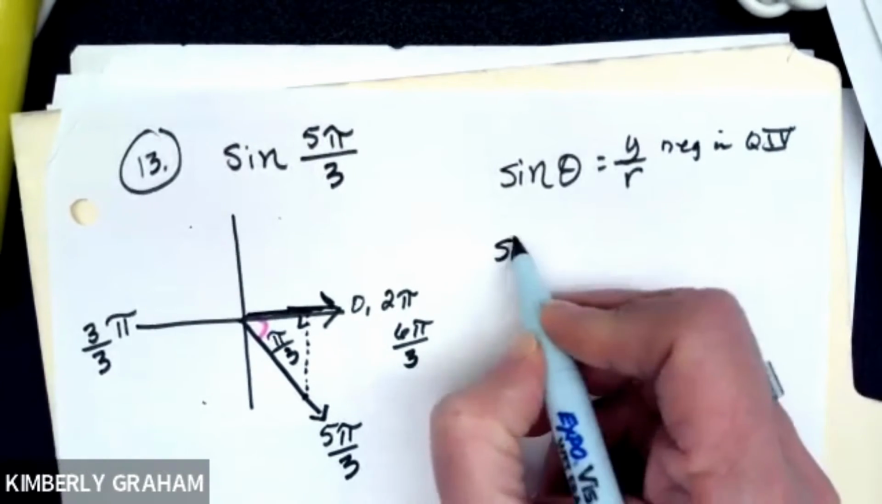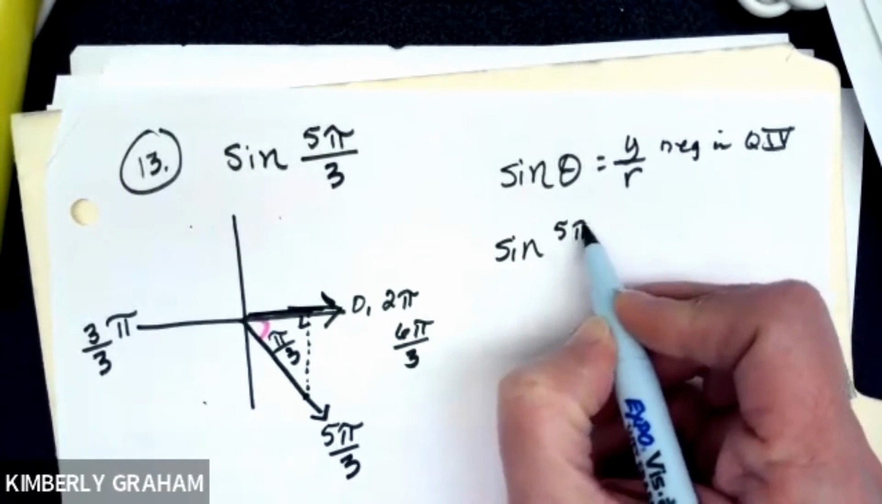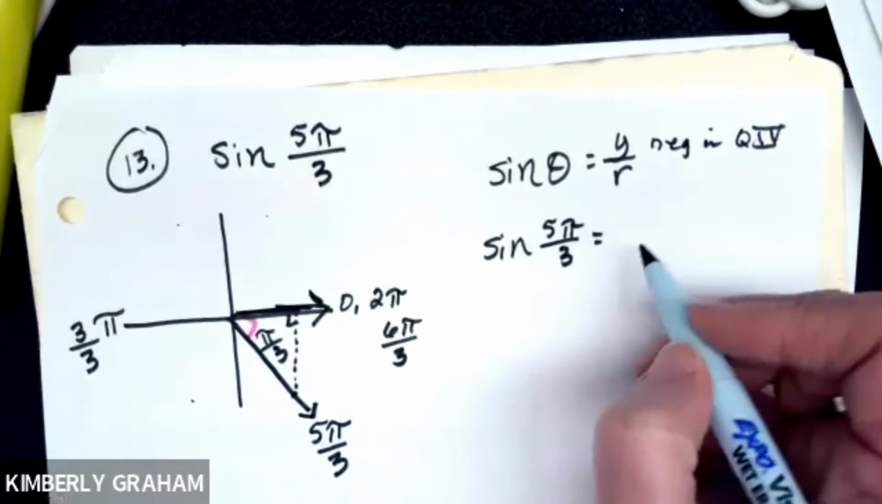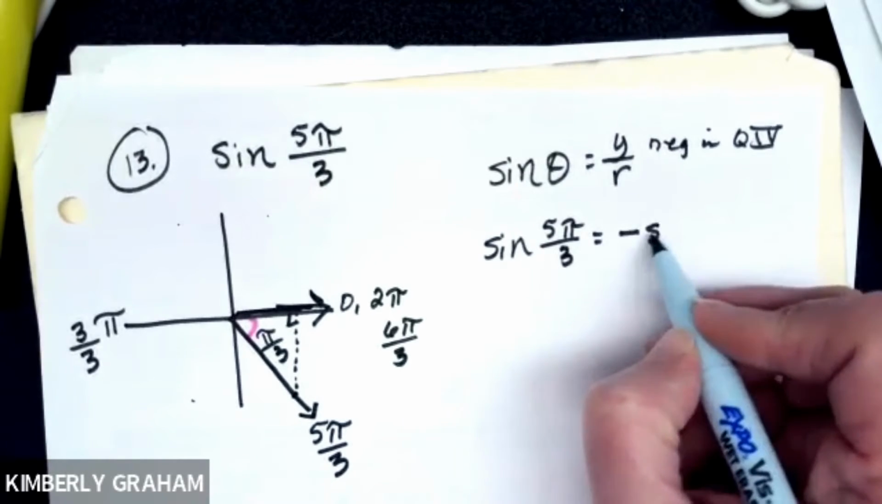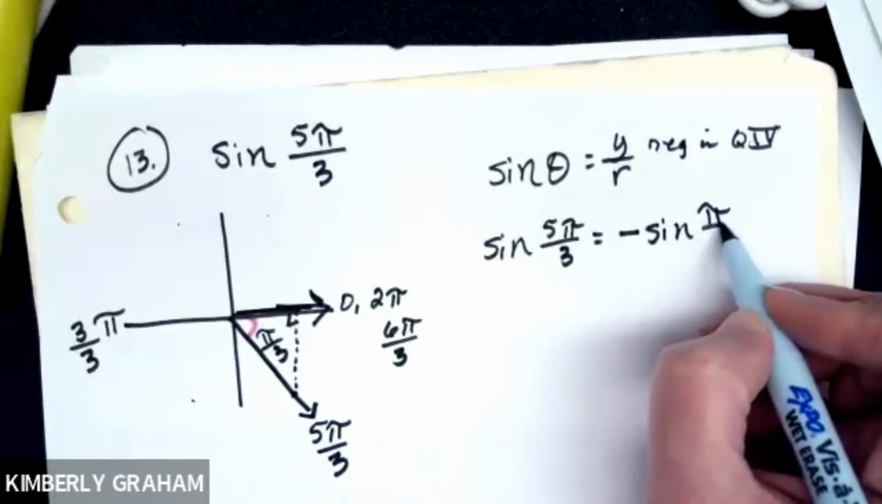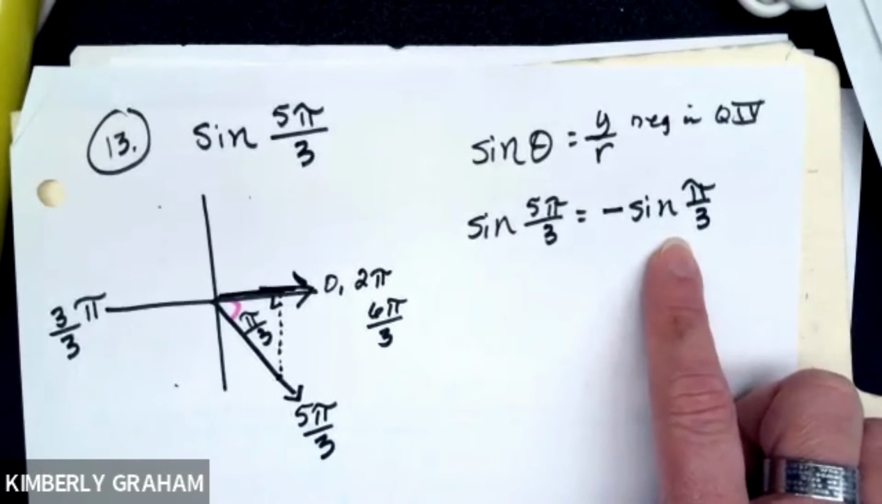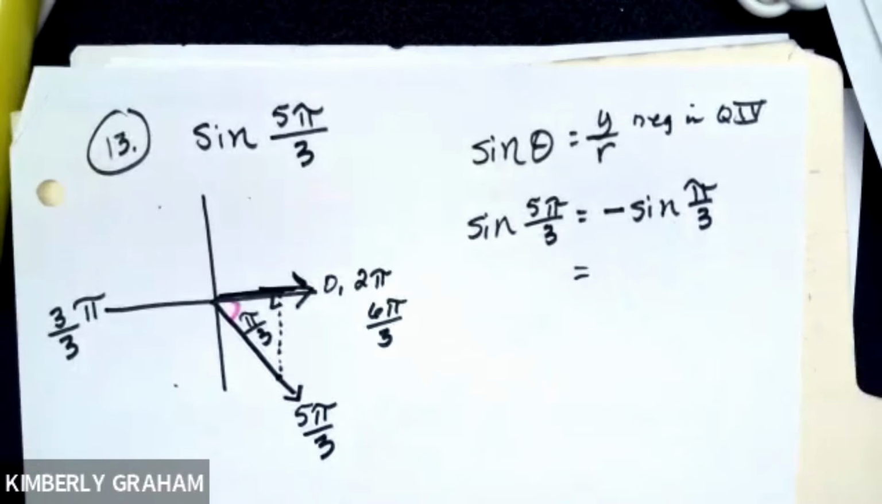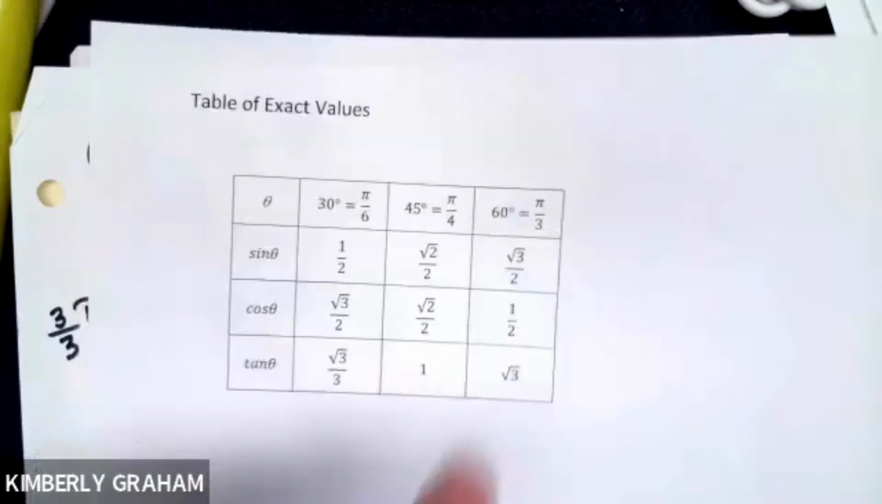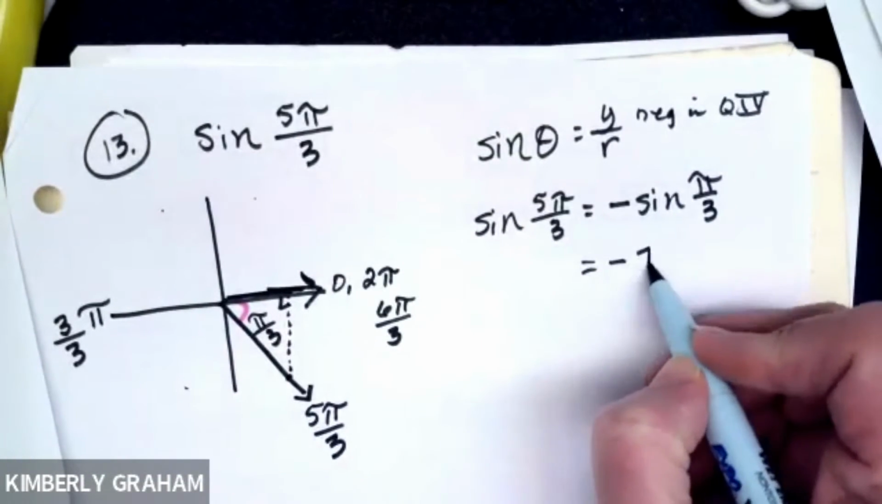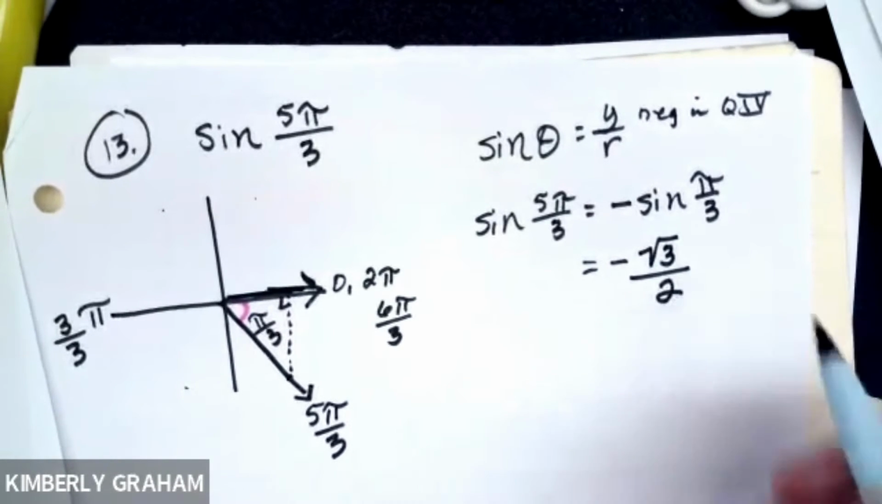So the sine of 5 pi over 3 is going to be the negative of sine of pi over 3. In other words, I'm going to find the sine of pi over 3 and stick a negative in front of it. So the sine of pi over 3 is square root of 3 over 2, and I just need to make that negative. So negative square root of 3 over 2.